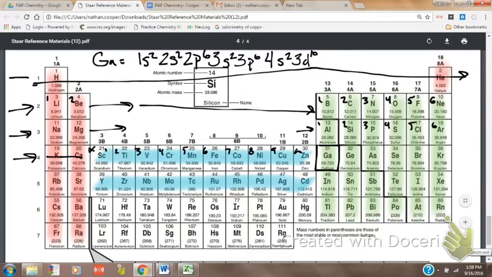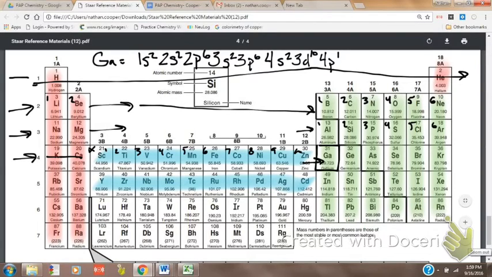I leave the d block. From zinc I get to gallium, and I have to go back up to my 4th energy level. I go down when I am in the d, and I go back up to get back to the p. So I'm in 4p, and that's 4p1.